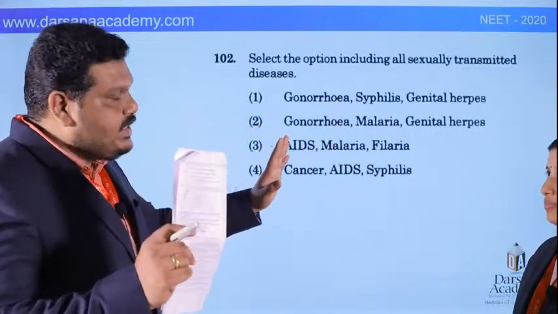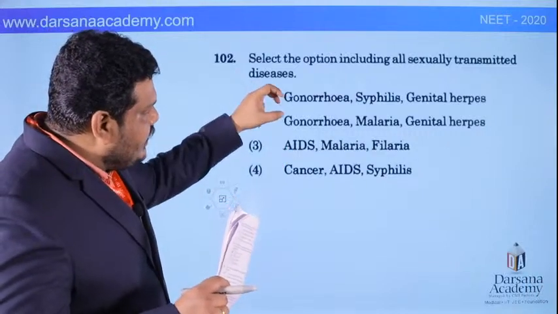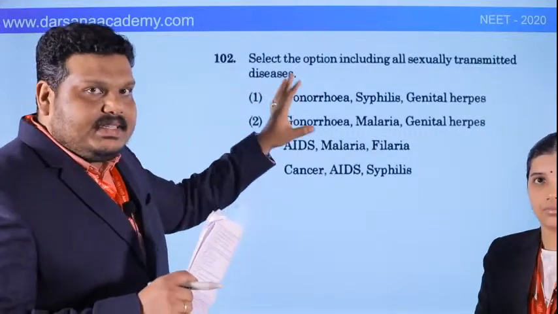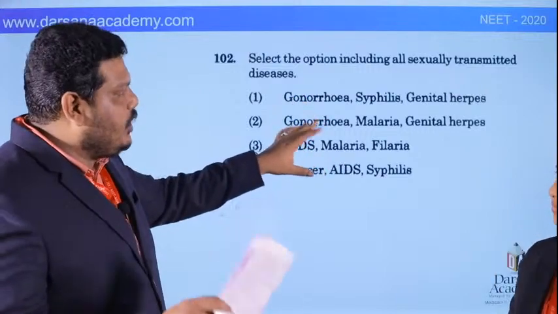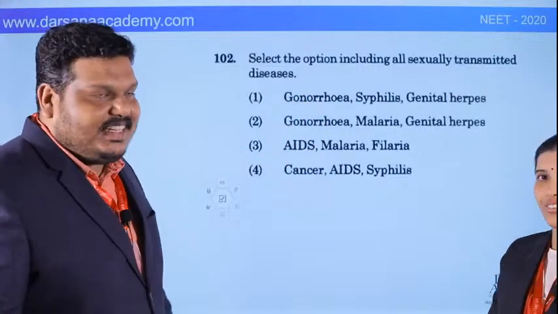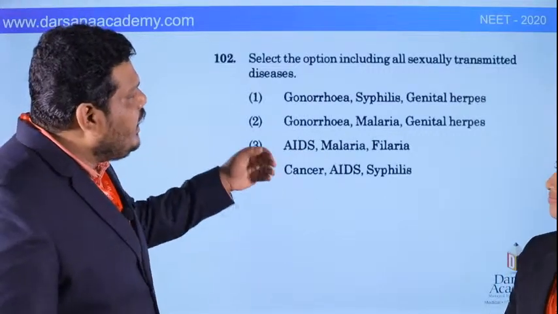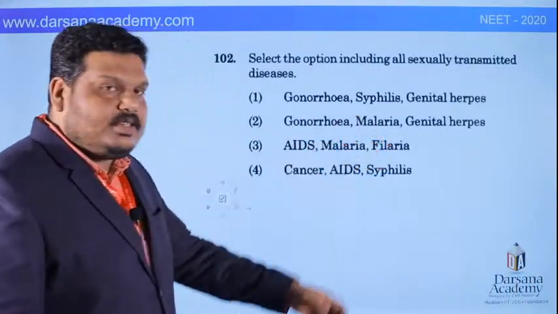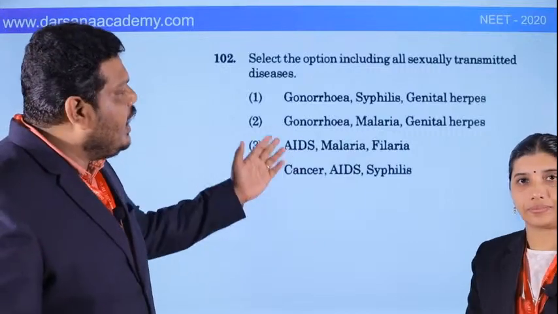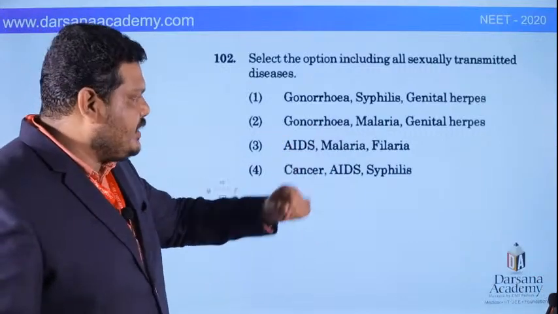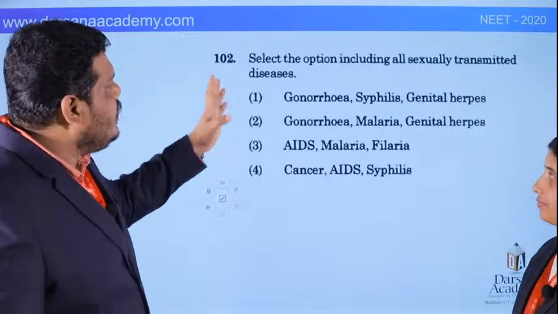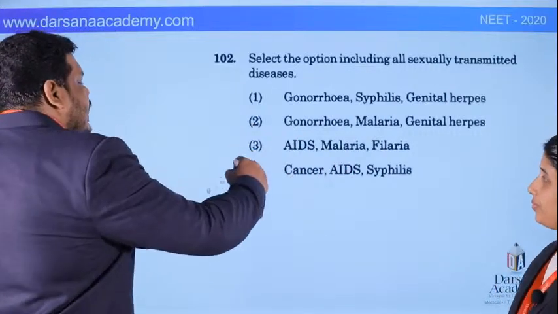But listen carefully. While looking into this question, you should pass through all the options, so the examination may be quite tricky. Gonorrhea, malaria, genital herpes: malaria is not a sexually transmitted disease. AIDS is, malaria is not, filaria is not. Cancer, AIDS, and syphilis. So it is crystal clear, option number 1 is the answer.